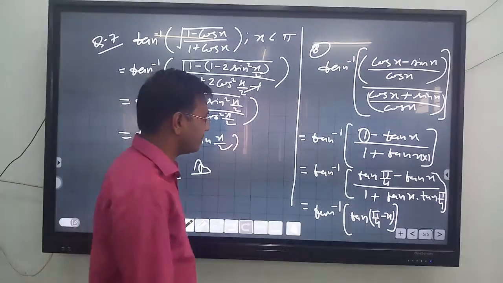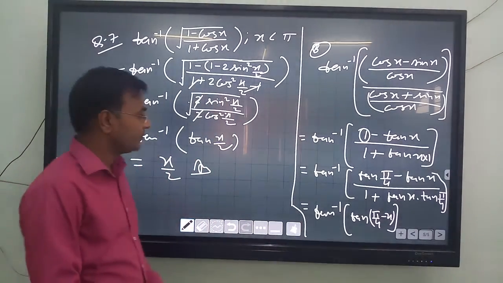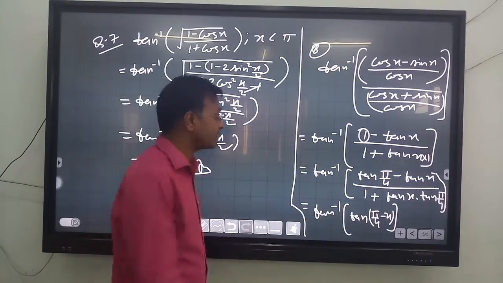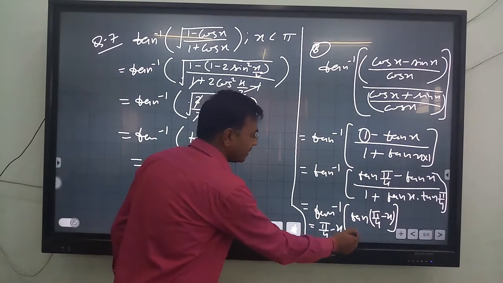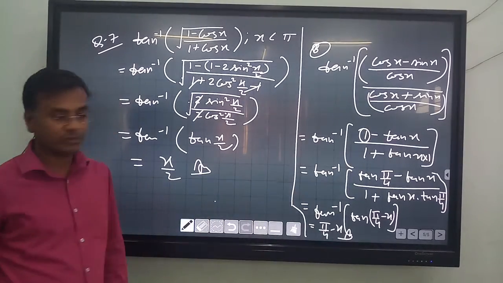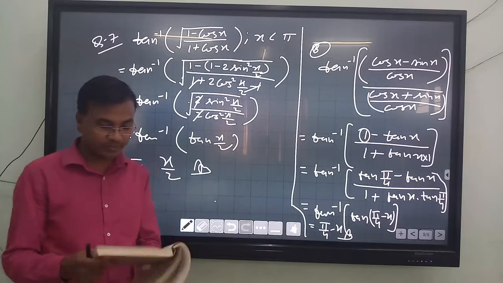So you must learn the identities of trigonometric functions in chapter 3. So tan inverse tan cancels by property. So pi by 4 minus x, pi by 4 minus x is the required answer. Right? So we have discussed 4 questions.